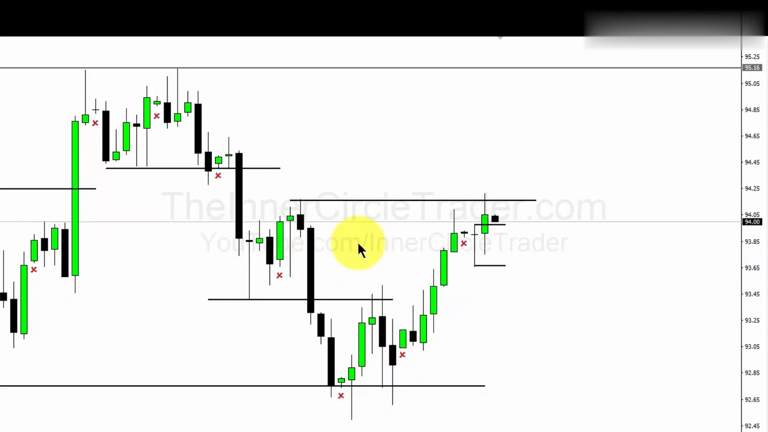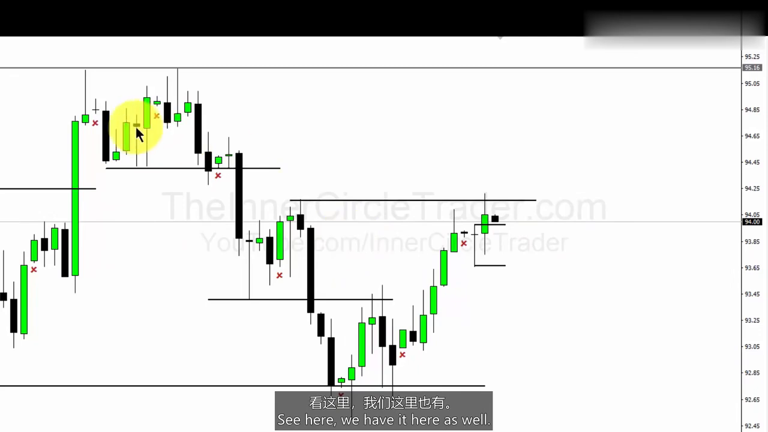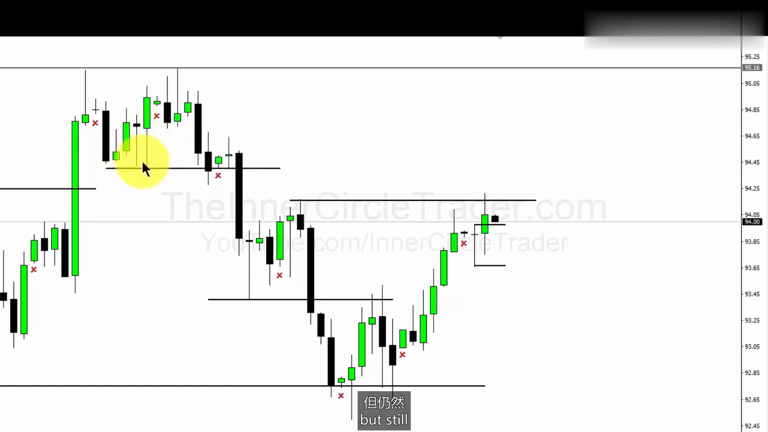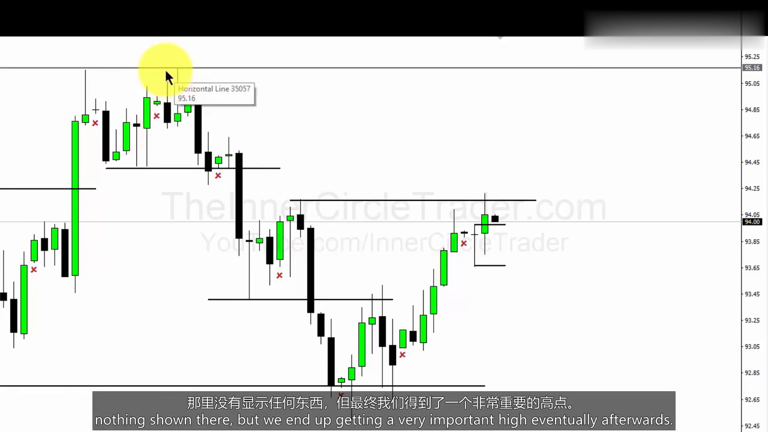Okay, and I'll show you another example of that. Let's see here. We have it here as well. We have a Thursday's range. Now this low comes in at 94.42, and the low in here is 94.42. So it's equal, but still very close to the high. This is Sunday, and then Monday, nothing shown there, but we end up getting a very important high eventually afterwards.